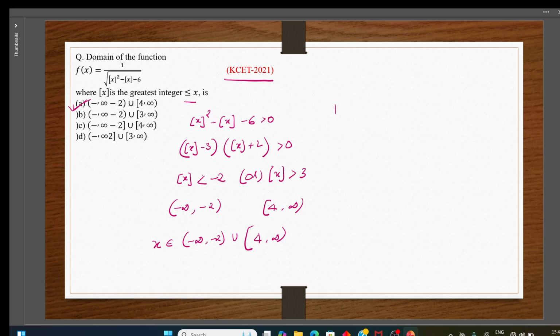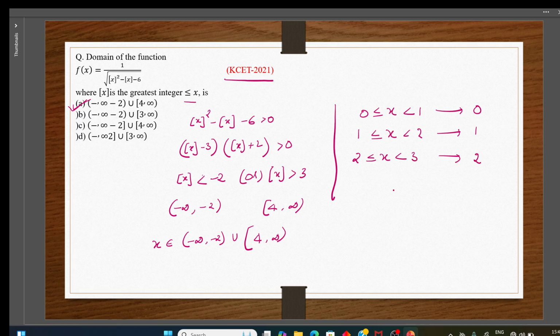Why? Because of a small basic concept. 0 is less than or equal to x, less than 1 means the greatest integer is 0. 1 is less than or equal to x, less than 2 means the greatest integer is 1. 2 is less than or equal to x, less than 3 means the greatest integer is 2. Same as 3 is less than or equal to x, less than 4, the greatest integer is 3. And 4 is less than or equal to x, less than 5, the greatest integer is 4. So here greatest integer of x greater than 3 means the closed interval 4 to infinity is the answer.